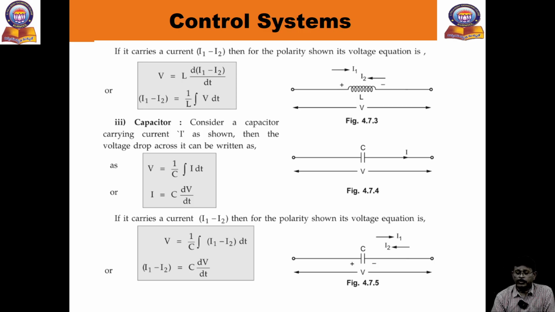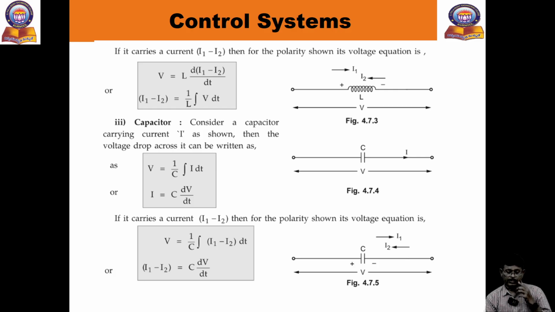Now consider the capacitor. The capacitor is an energy storing element. What is the voltage-current relation in a capacitor? V equal to 1 by C integral I dt, and I equal to C dV by dt. When you consider only one voltage and one current, V equal to 1 by C integral I dt, and I equal to C dV by dt.